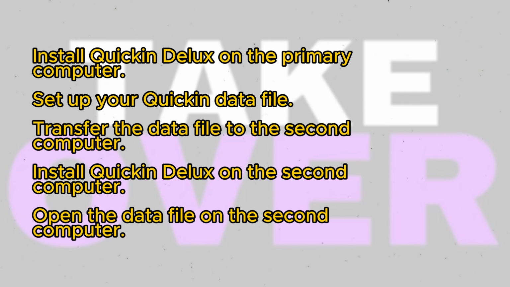Visit the Quicken website, download the software, and install it. Step 5. Open the Quicken data file on the second computer. Launch Quicken Deluxe. Choose to open an existing data file, browse to the location where you saved the file from Step 3, and open it. Quicken Deluxe on the second computer should now have access to the same financial information as the primary computer.